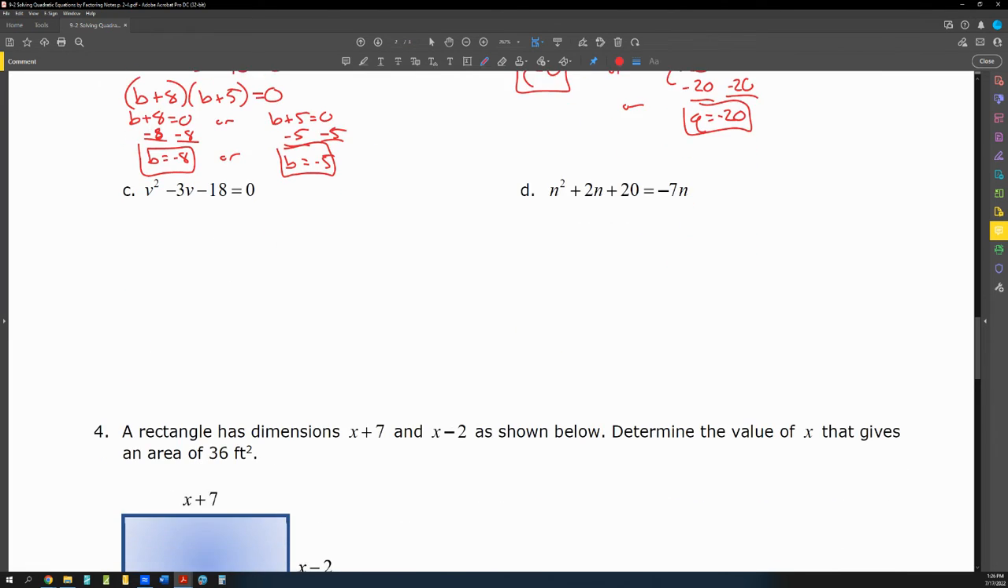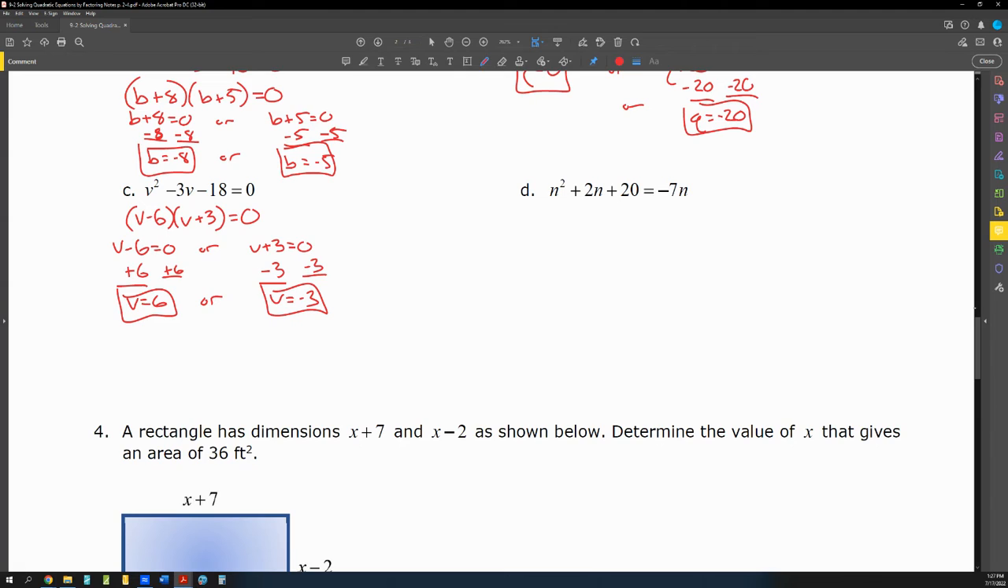Let's go ahead and try 3c. So here we have, it's already equal to 0, so factors of negative 18 that add to negative 3. The answer, negative 6 and positive 3. So v minus 6 times the quantity v plus 3 equals 0. Zero product property, we're going to set each factor equal to 0. In the left-hand equation, adding 6 to both sides, we get v is equal to 6. In the right-hand equation, subtracting 3 from both sides, we get v is equal to negative 3.